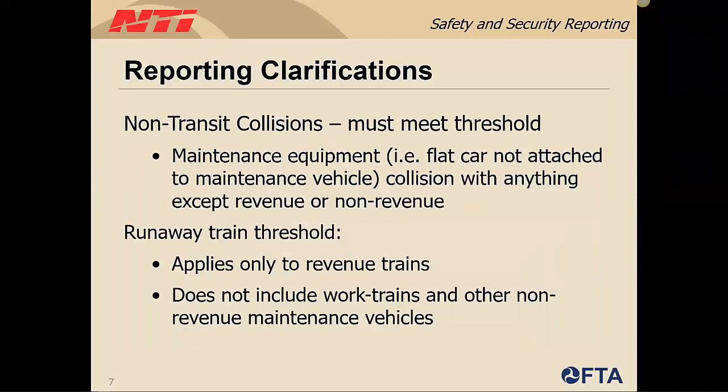Okay, so non-transit collisions must also meet a threshold. For example, if a piece of rail maintenance equipment, not a vehicle, but an equipment such as an unattached flat car, rolls away and collides with a person or an object, as I've just mentioned, it's reported as a non-transit collision. And we're going to also touch more on this in a little bit when we get to the form changes to help facilitate in reporting these.